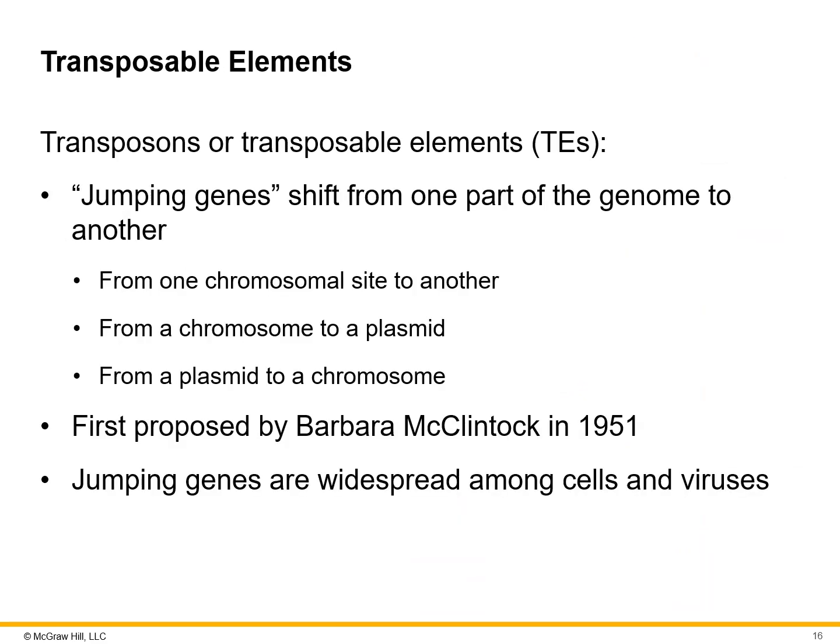Another way of changing the genome is using what are called transposable elements. These are essentially weird jumping genes, and they can actually move from one part of the genome to another. So it can go from one part of a chromosome to another part of the chromosome. It can move from a chromosome to a plasmid, or from a plasmid to a chromosome. So again, it's just jumping from one place to another. And these are commonly found, especially in different cells, including our own.